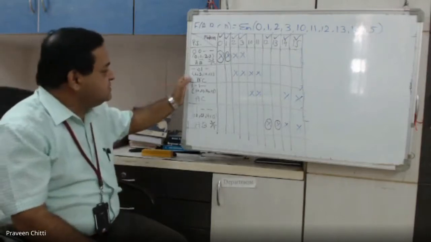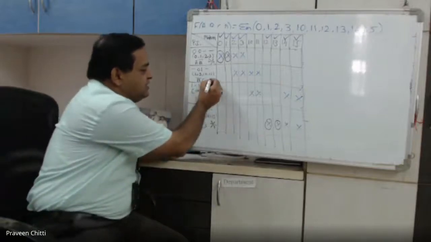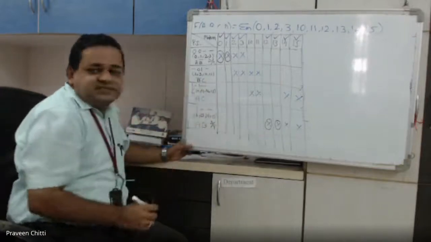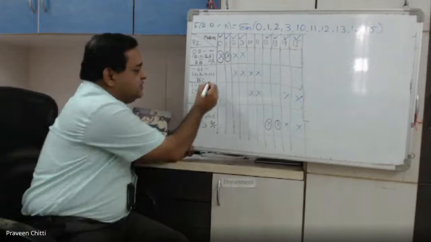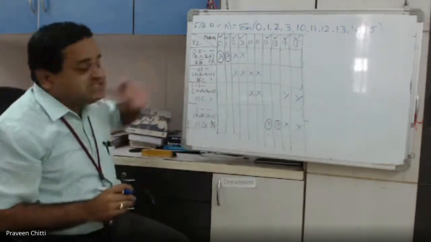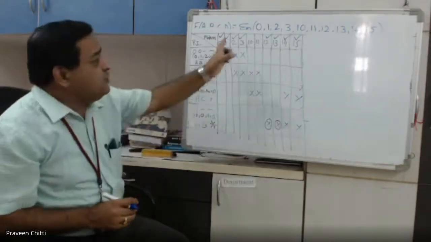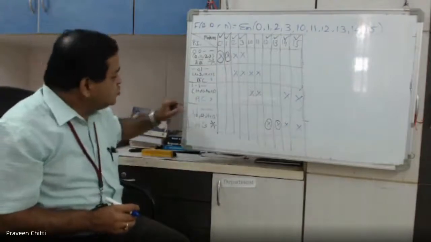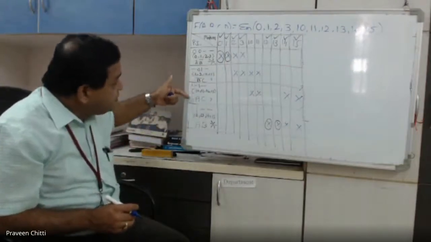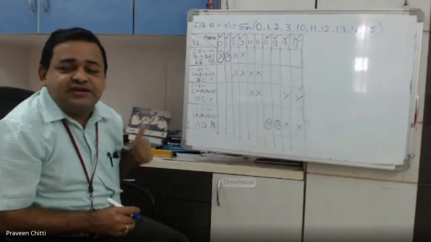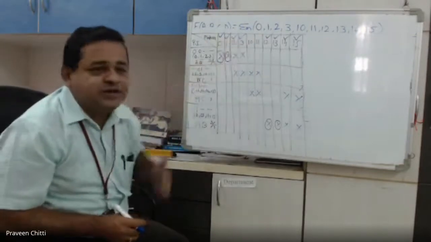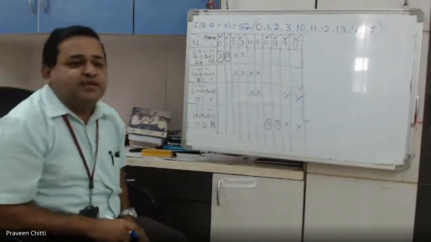Now you have to decide whether I should use this or this. No, I need one more. 2 essential I got, but they are not covering all the minterms. So your duty is to check, out of these 2, can I take any one or both, and I will be able to cover the remaining minterms.